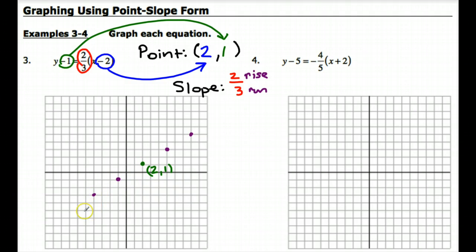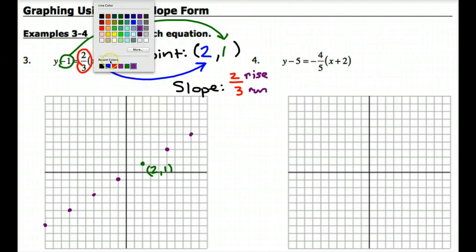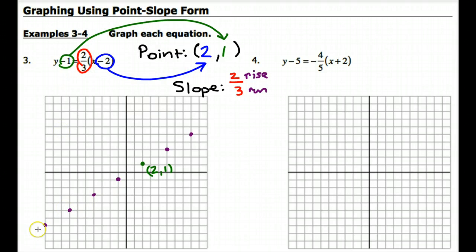We want to keep in mind that we have a positive slope, and so our line at the end should be a line that is increasing, which it looks like it is. And so now we'll just go ahead and connect our dots. And so this is the line that has a slope of +2/3 that is also passing through the point (2, 1).